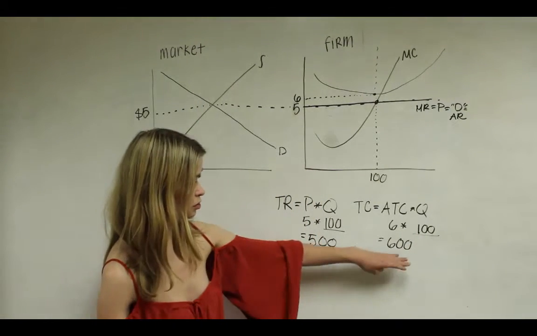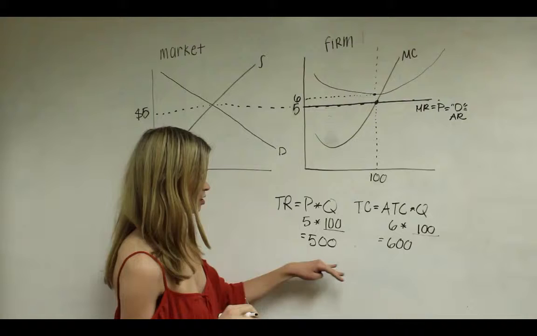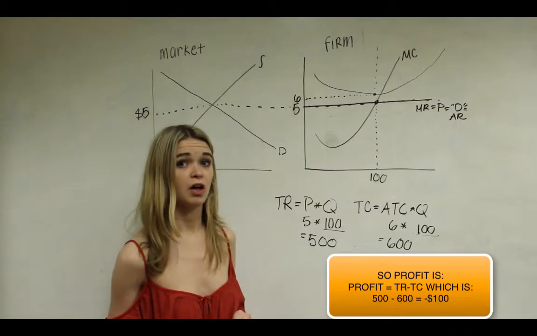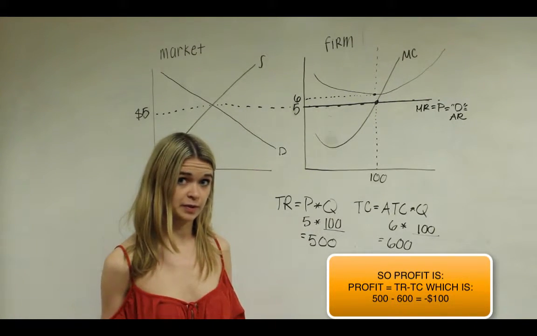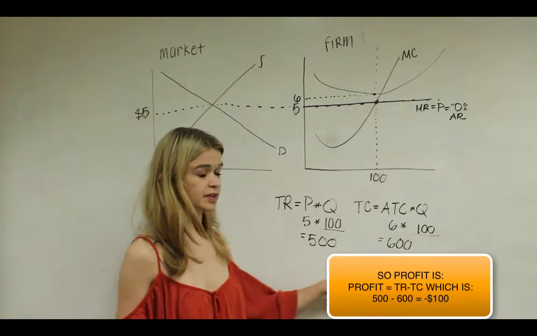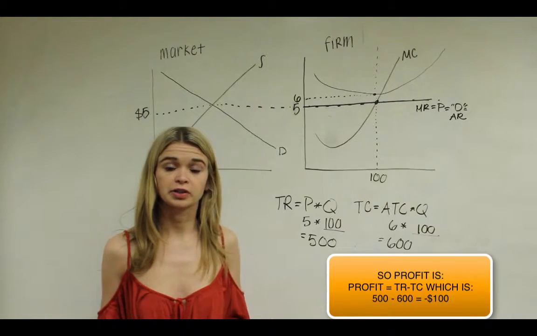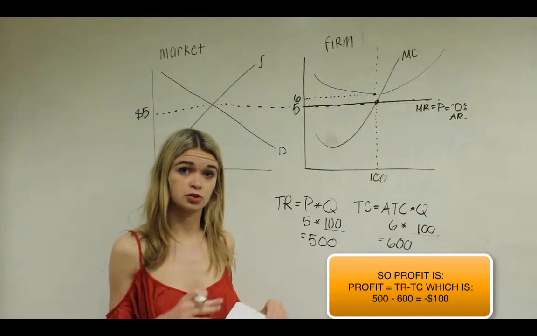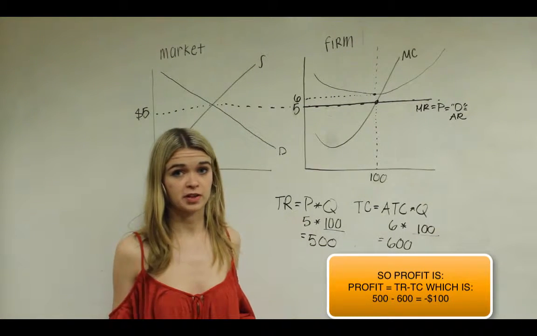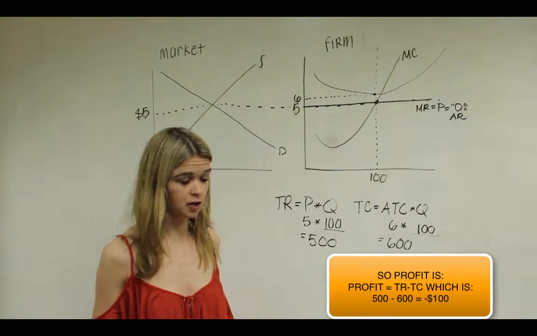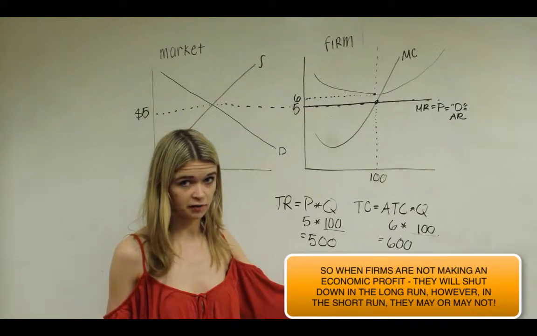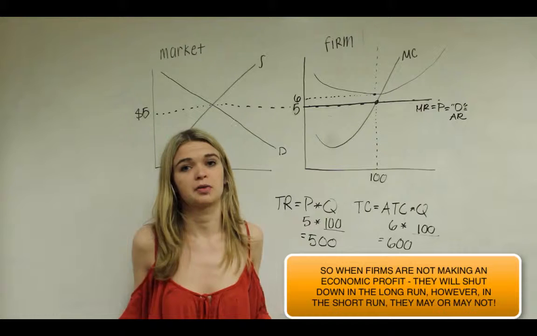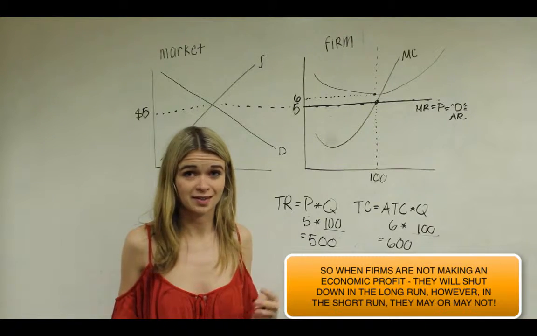So you see that our total cost here exceeds our total revenue, and so that's what we call a negative economic profit. All right, so because we have a negative economic profit, we're going to want to determine whether or not the firm should shut down in the short run right now, or if they should remain in business right now, because they're making a negative economic profit. So in the long run, they don't want to stay in the market at all. They're making a negative profit.